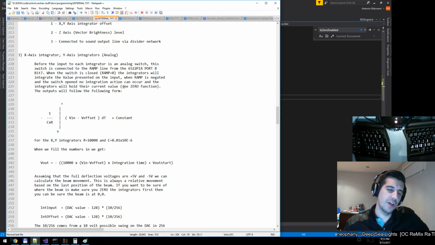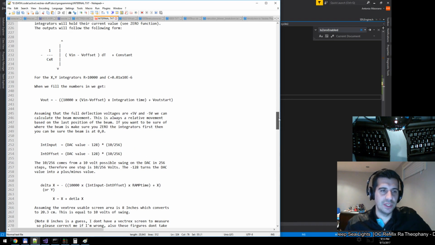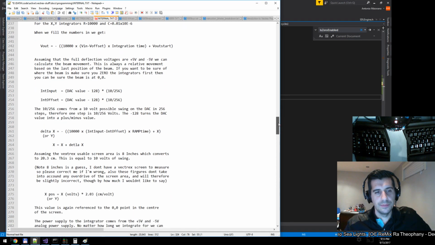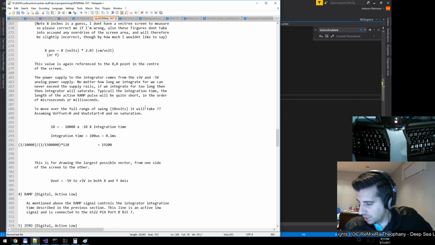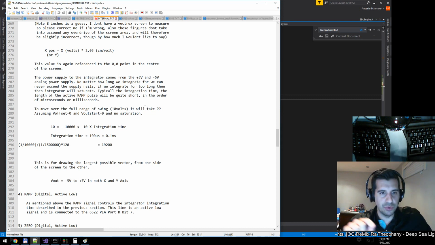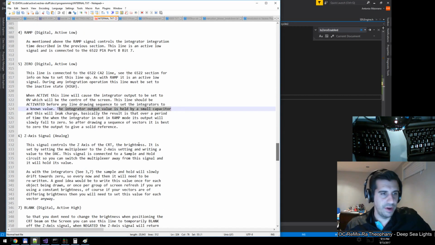Oh, I see. When they mean 0 volts, it's the output of the integration, which is the voltage required to keep the beam at a certain position. Basically, if the voltage is 0, that means the beam comes back to center. To keep it at certain locations, it needs to set the voltage, and it does that over time, and that's how it ends up drawing a line. Okay, I understand. All right, fair enough.